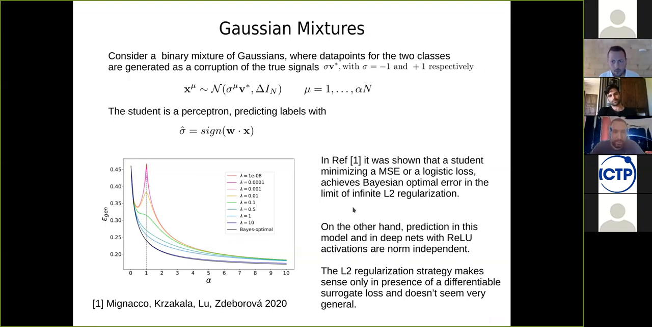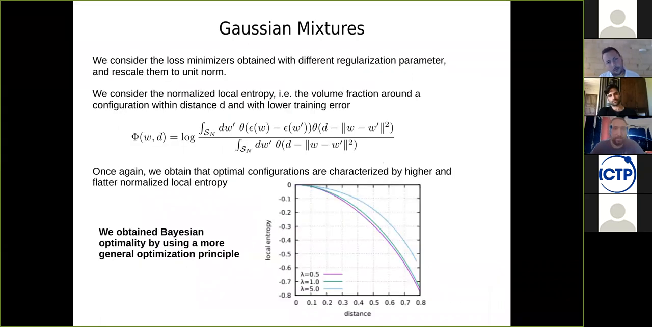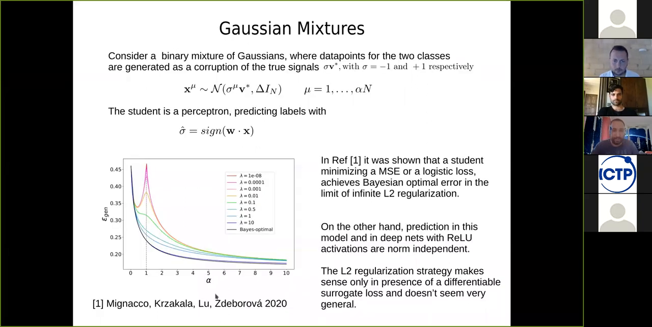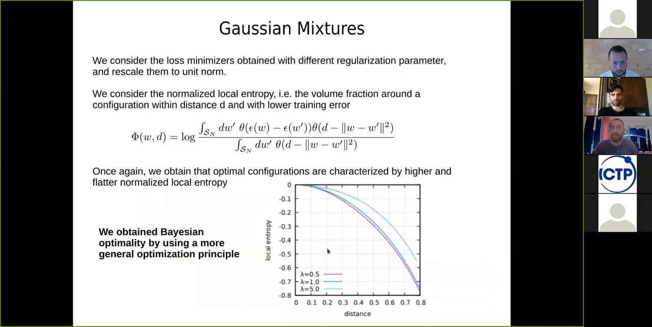Okay, so what we do is apply our local entropy framework. I don't want to go into the details of that, but essentially we can take the same minimizer as the one obtained in this paper, and then compute the local entropy of this minimizer. So essentially measure the flatness of the landscape at different distances d. And in this case, you find that the classifiers which are also the ones generalizing better are also the ones with a much flatter local entropy curve, which means they belong to flatter minima.